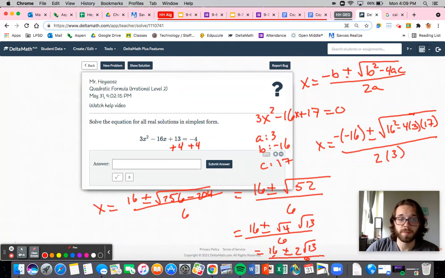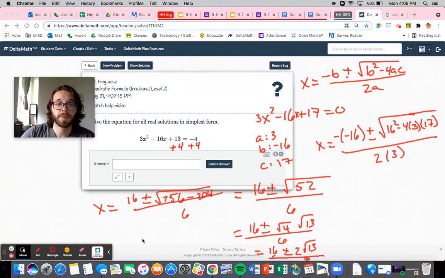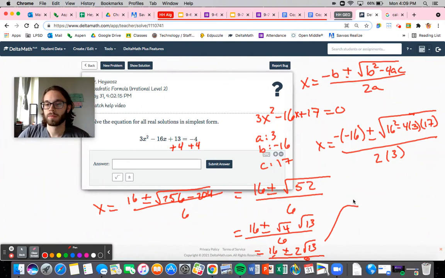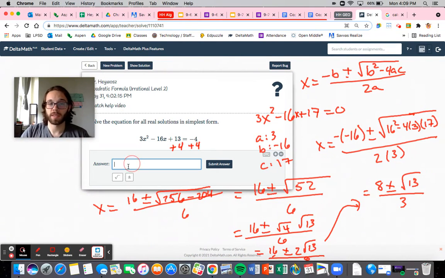Oops, I've run out of room. Let me move my face. Here we go. All right, so at this point, what we're going to do is see how this is 2 times 8, this is 2 times square root of 13, this is 2 times 3. Let's just simplify it a little bit more. All right, so I have, after I simplify, 8 plus or minus root 13 over 3. And now I cannot simplify this anymore. So this is just going to be my answer.